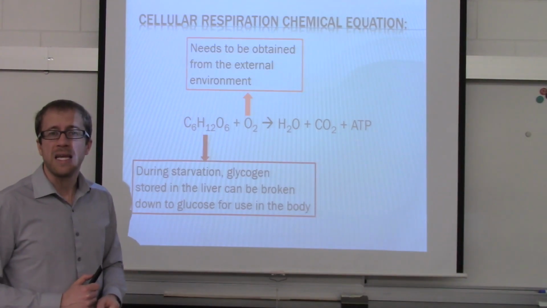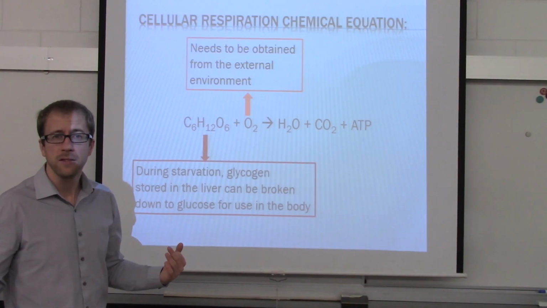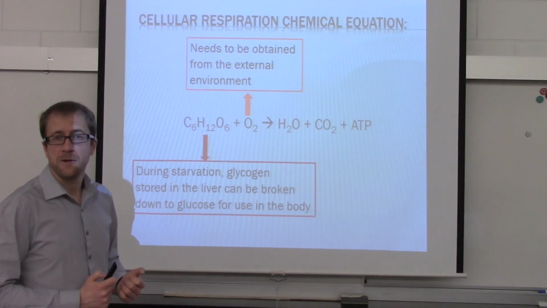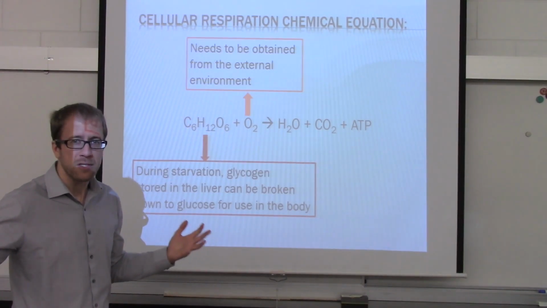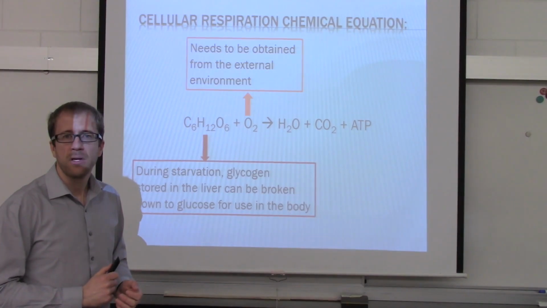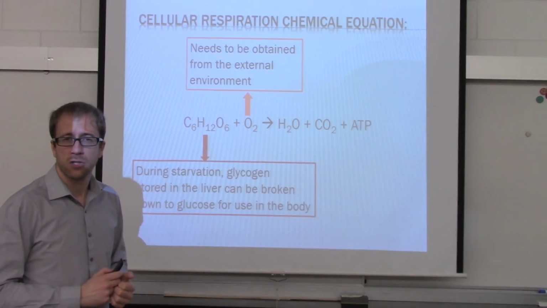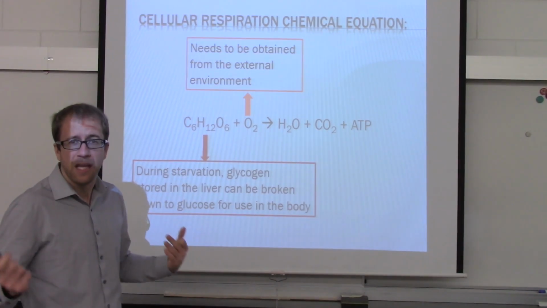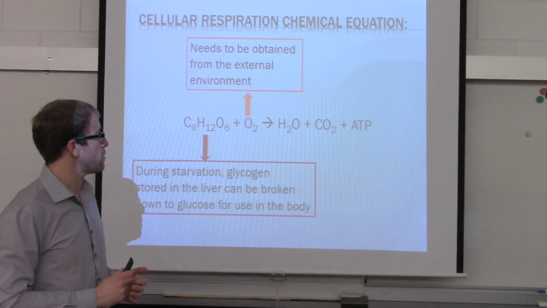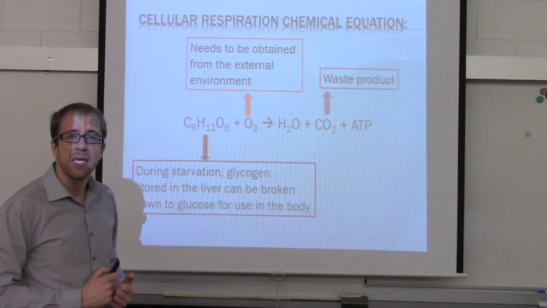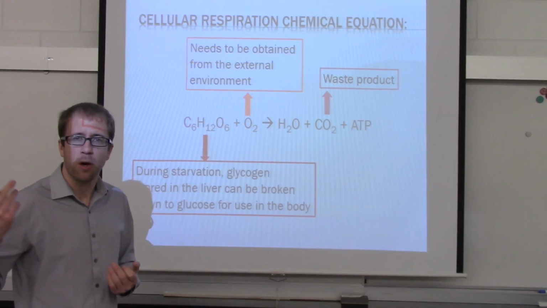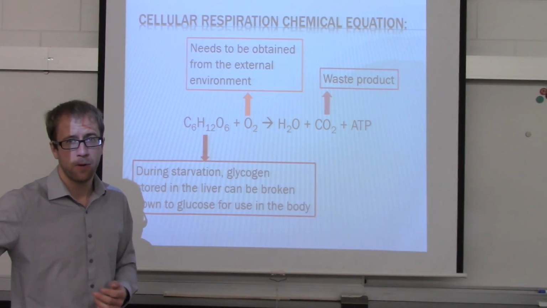Oxygen we need to obtain from our external environment. Right, our atmosphere is composed of mainly nitrogen, 78%-ish, and then we got about 21%-ish oxygen in the atmosphere, and we have to get that oxygen from our atmosphere. And the products are going to be water, CO2, and ATP, and CO2 is that waste product we do need to get rid of.